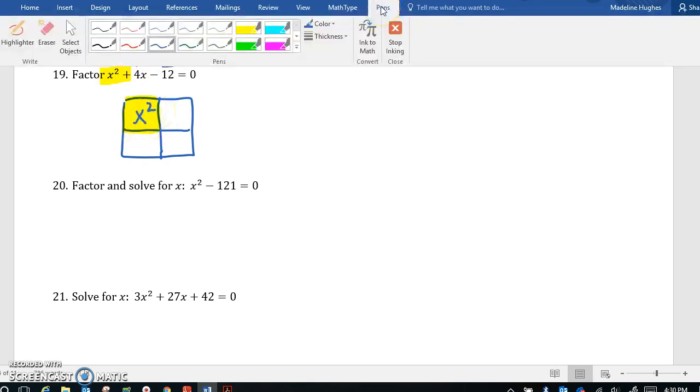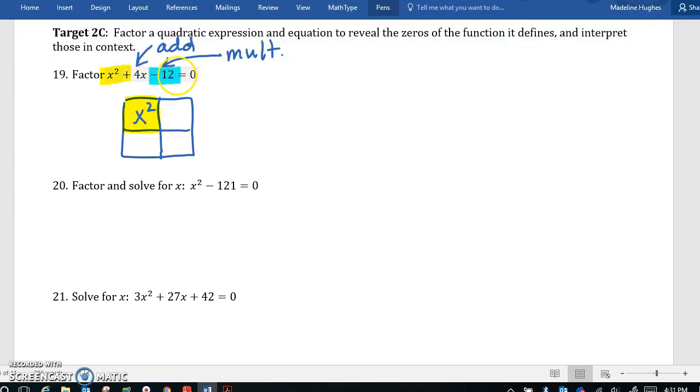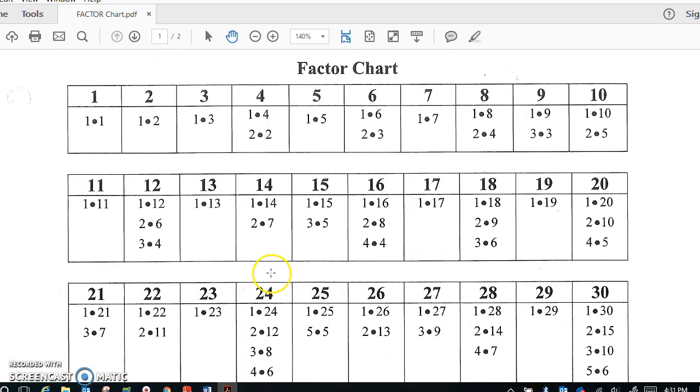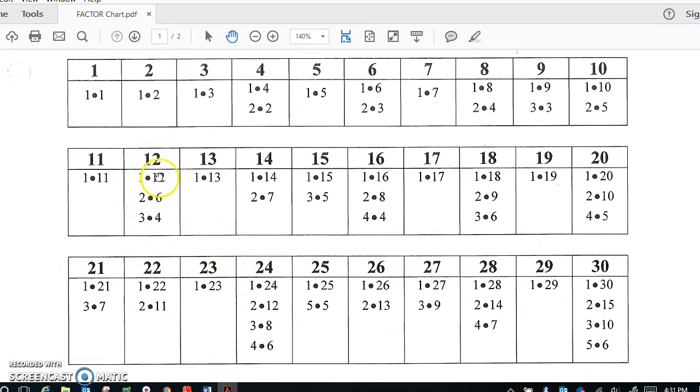Our last term, negative 12, don't forget the negative, that goes in our last box. Okay, and it's our job to fill out the other 2 remaining boxes. So we need to look for 2 numbers that multiply to negative 12. So we go to our factors cheat sheet. Looks like this. And on our factors cheat sheet here, we can have 1 and 12, 2 and 6, or 3 and 4. So I'm going to copy those down.